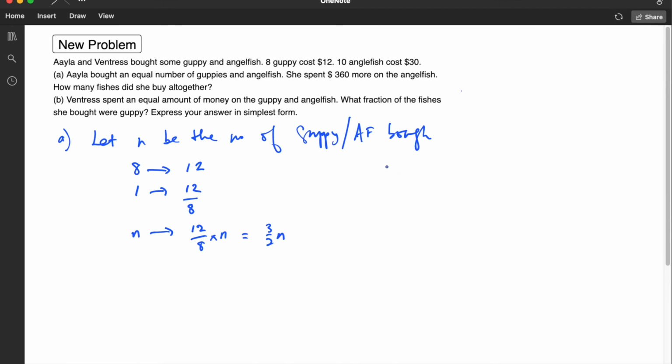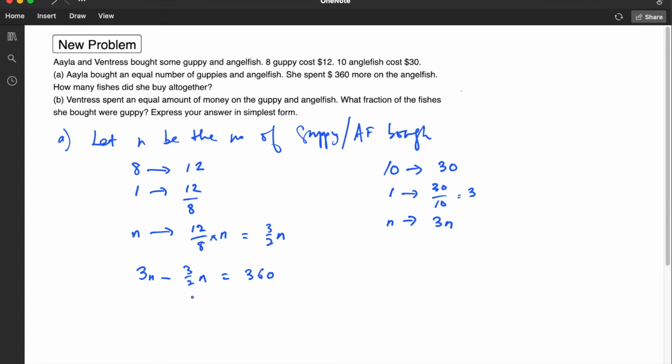For angelfish, 10 angelfish will cost $30. So obviously 1 angelfish will cost 30 over 10, which is actually $3. But now we're interested in n number of fishes, that means it is 3 multiplied by n. Then we are told that the angelfish actually costs $360 more. So what does it mean? It means that 3n minus 3 over 2 n is equal to 360.